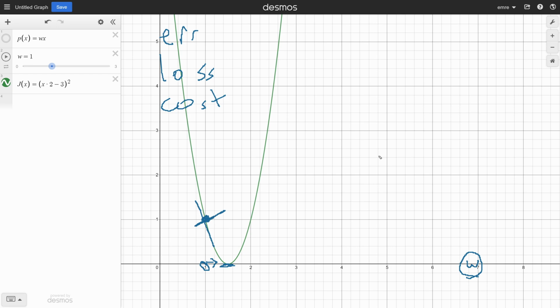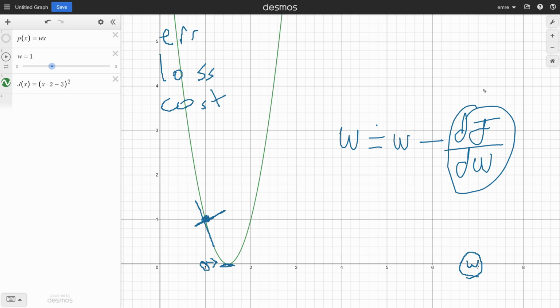So let's write it now. We will update W in the negative direction of the derivative of the cost function with respect to W. This derivative expression gives us the direction. So to determine the step size, we also use something called the learning rate. This is just a constant to determine the size of the step. I will give it something like 0.1 for now.